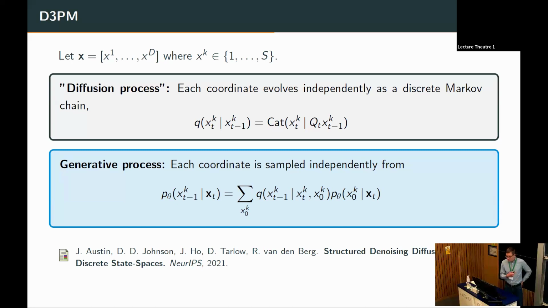And this method is one which was proposed in this paper here. It's referred to as D3PM, so discrete denoising diffusion probabilistic models.